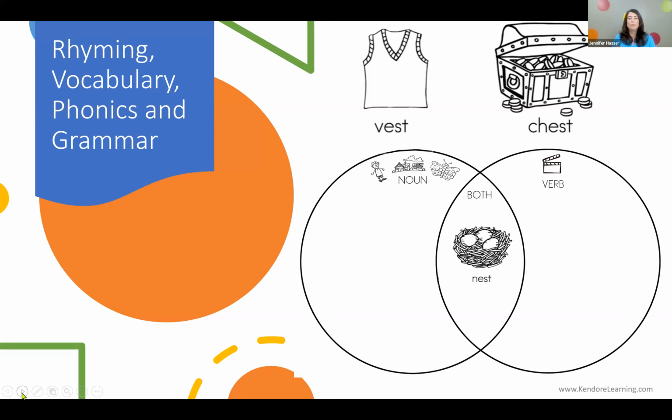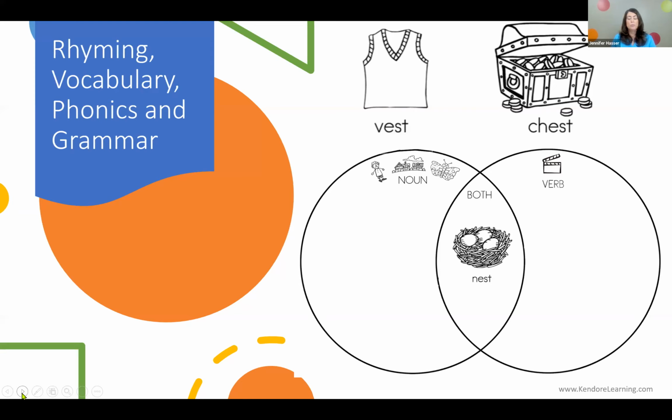Even if you have chest and best, nest, you could have rest, W-R-E-S-T versus R-E-S-T, right? If I'm going to rest, little kids know to take a rest. But they may not know that W-R is, I'm going to wrest it out of his hands and twist it and pull it out of his hands. They still rhyme, but the level of vocabulary is much more difficult. And they're thinking about grammar when they're doing this.